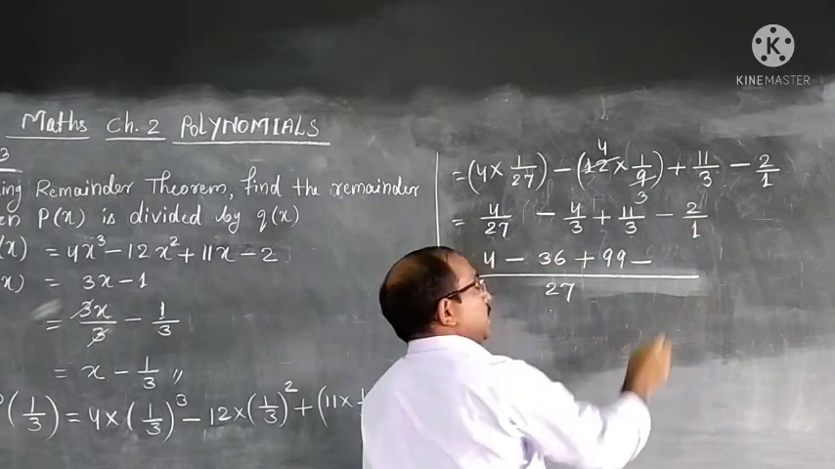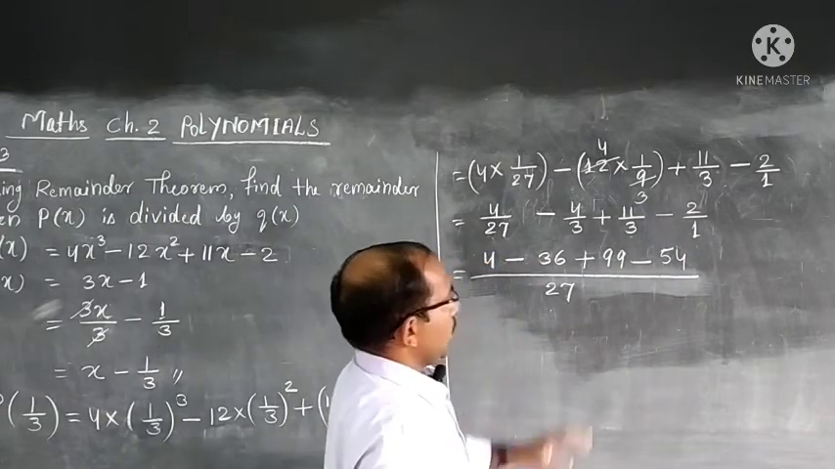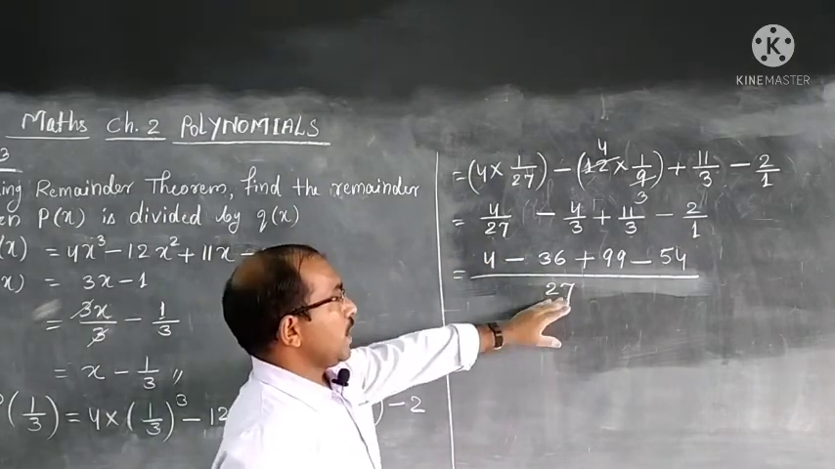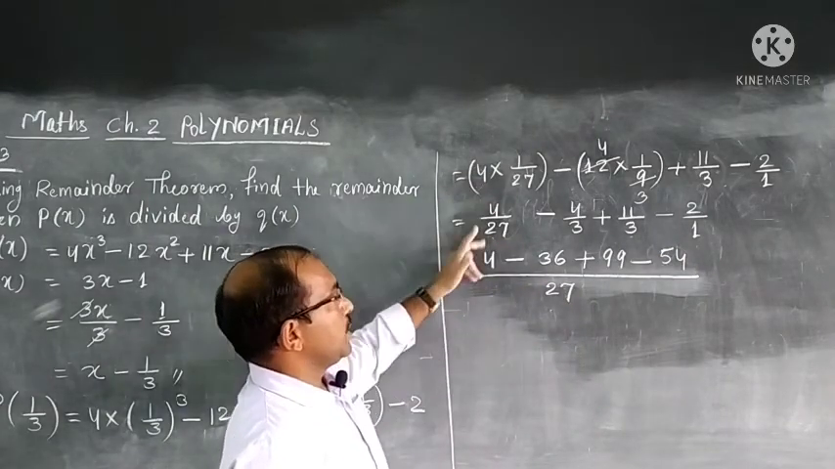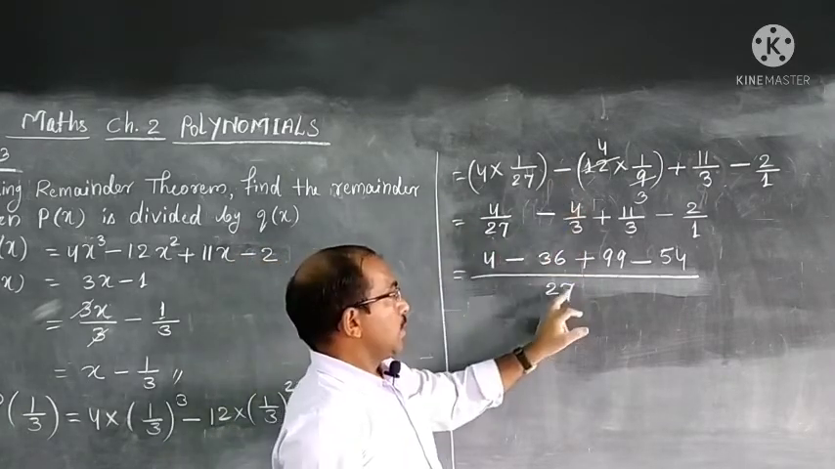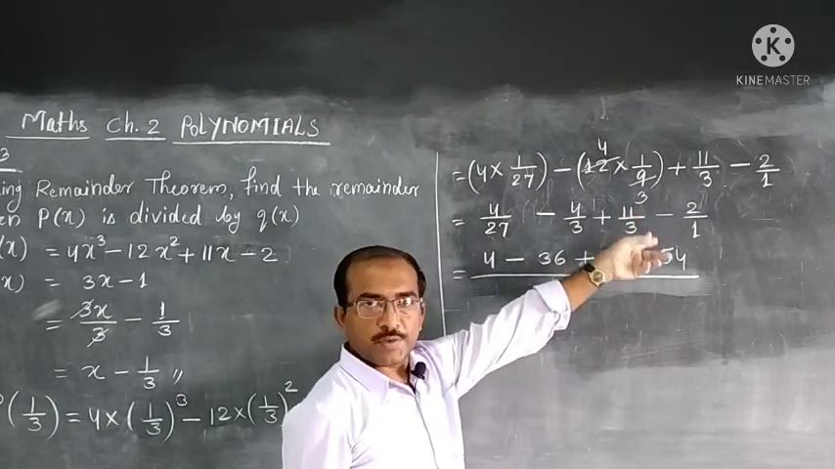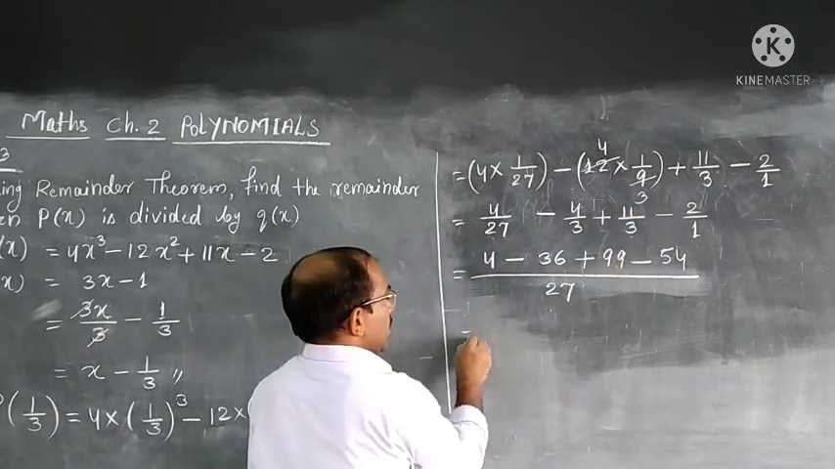27 divided by 1, 27 into 2, 54. I hope this step is clear to you. We are dividing, and what we get we multiply with the numerator. 3 9s are 9 into 4. Again 3 9s are 9 into 11. 27 1s are 27 into 2. Hope it is clear.